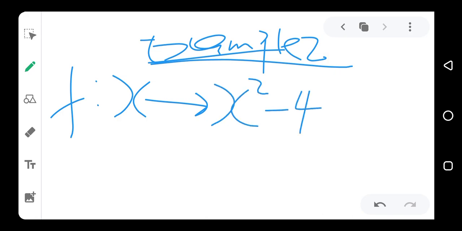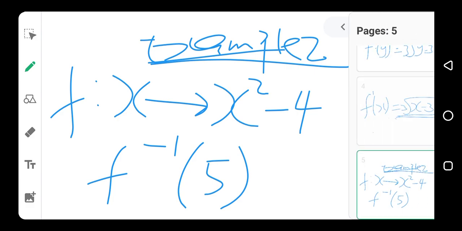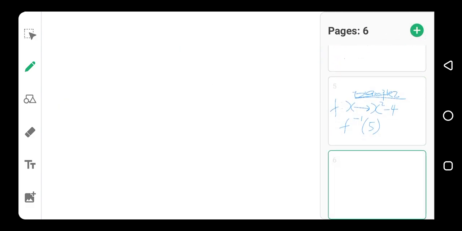So here, f of x is equal to x raised to power 2 minus 4. And we are to find the inverse function when x is equal to 5, that is, the inverse function of 5. Now we take the same method. We follow the same method we used to solve the previous example.